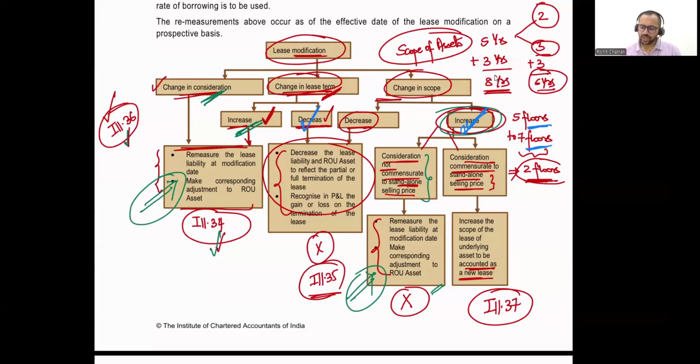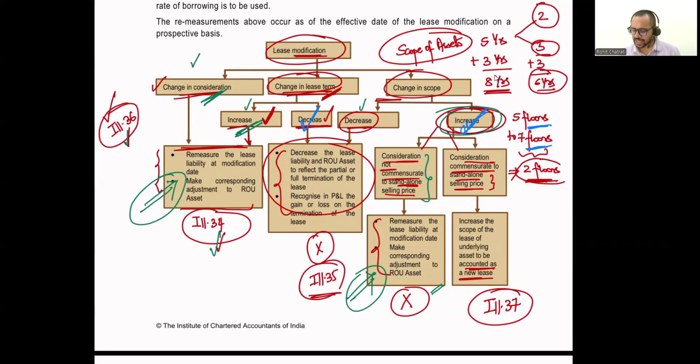All right. We have actually now done examples of change in consideration. We have done an example for an increase in lease term as well. We did an example of illustration 36 where the consideration changed from 1 lakh to 95,000. We also did illustration number 34 where the lease term got extended by a period of 4 years, changed from 10 years to 14 years. We also did an example of a decrease in scope of asset.